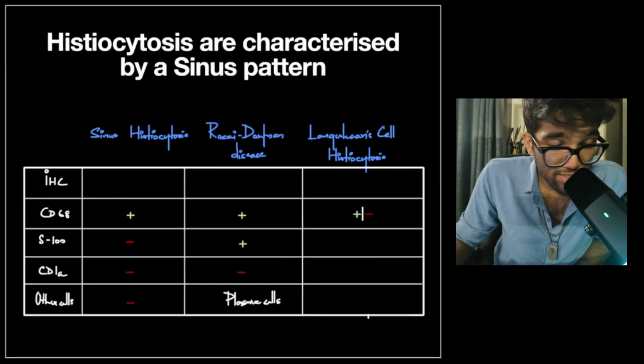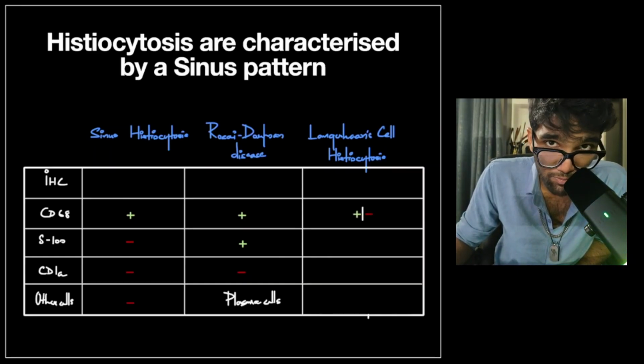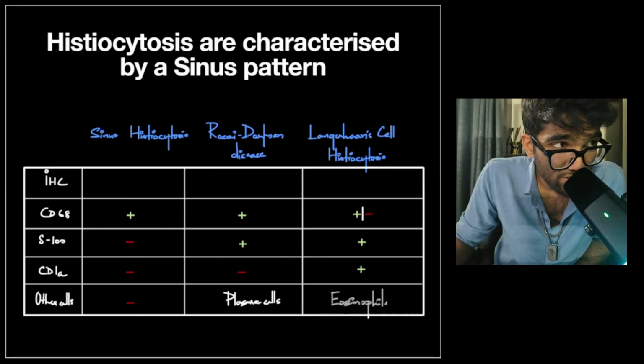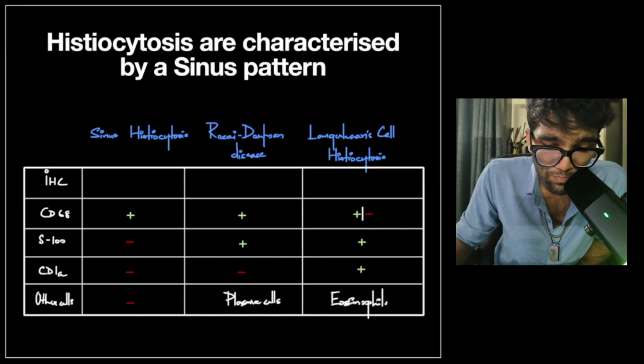In Langerhans cell histiocytosis, CD68 may not be positive. S100 is positive, and it's Langerhans cell because it expresses Langerin, so CD1a is positive, and along with this, you can get eosinophils. Orthopedics typically like to call it eosinophilic granuloma.